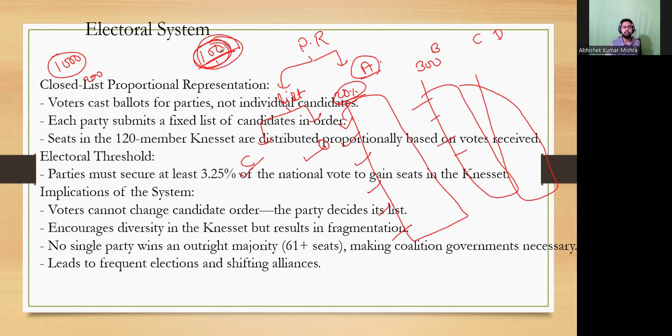But what if a political party is getting just 1% of the vote? Then they are not eligible for any seat at all, because the minimum threshold to get at least one seat in the Knesset of Israel is 3.25%. So you must get 3.25%, then only you could claim at least one seat. That is the minimum threshold a party has to secure. So this is how the electoral system of Israel works.